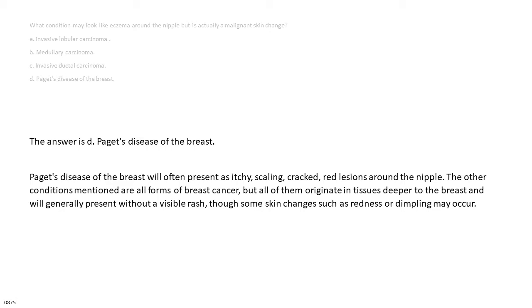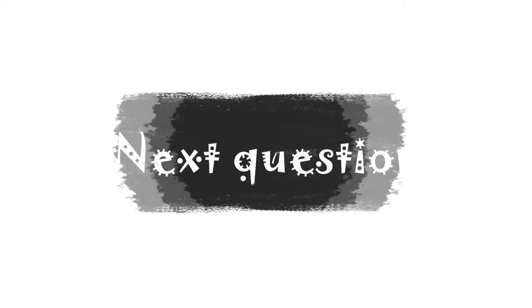The other conditions mentioned are all forms of breast cancer, but all of them originate in tissues deeper to the breast and will generally present without a visible rash, though some skin changes such as redness or dimpling may occur.